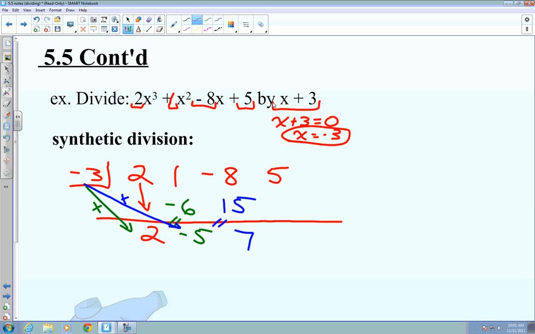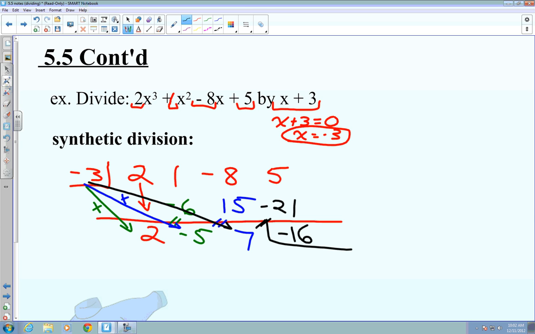Last one. So I take negative 3 times 7, and I get negative 21. 5 plus a negative 21 is negative 16. Now, put a little box around that last number.